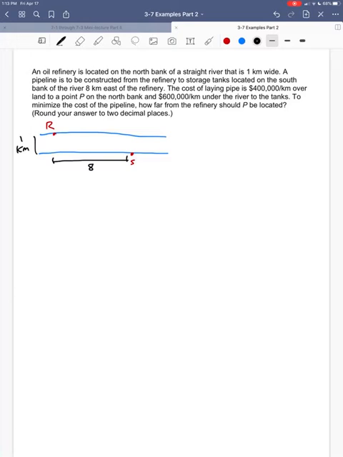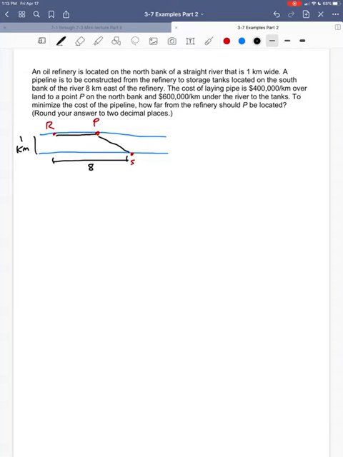And so the pipeline is going to go, it says, laying pipe $400,000 per kilometer over land to a point P on the north bank. So from the refinery, I'm going to stay along the river to some point P, and then we're going to go under the river to the storage tanks. So we're going to have a point P that's somewhere in between here. That's where the pipeline is going to cut down. And so the path of the pipeline, it's going to go from R to P on land, and then from P to S under the river.